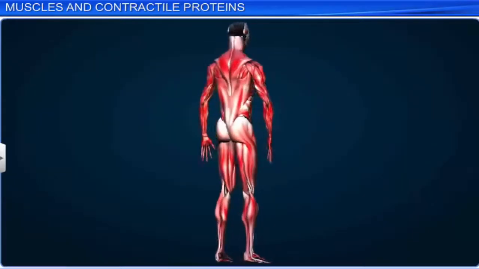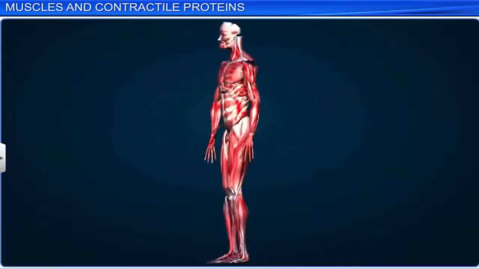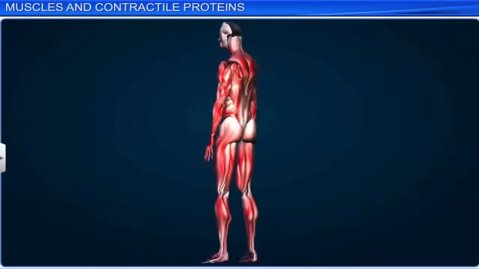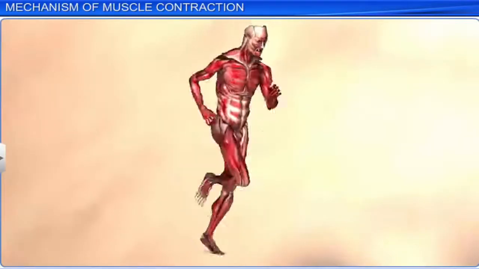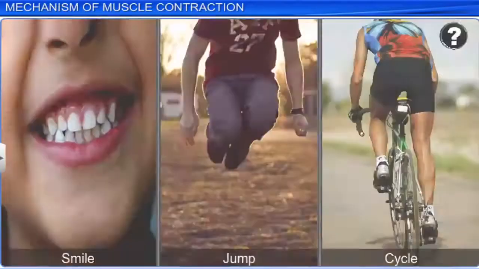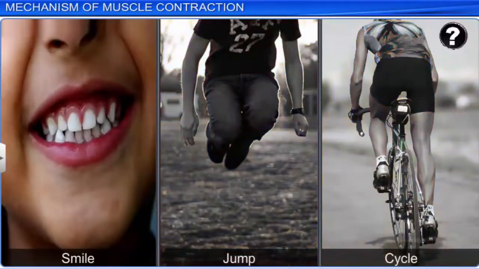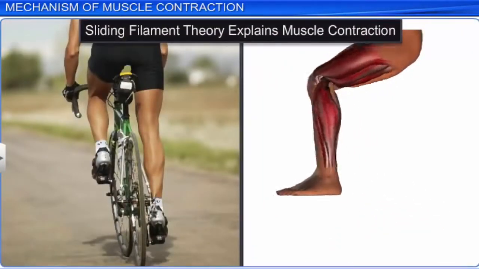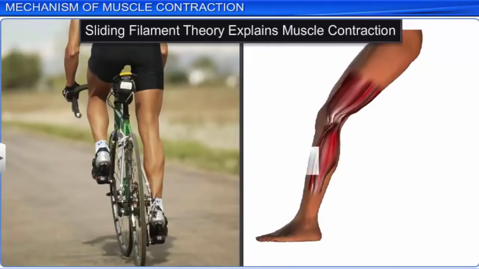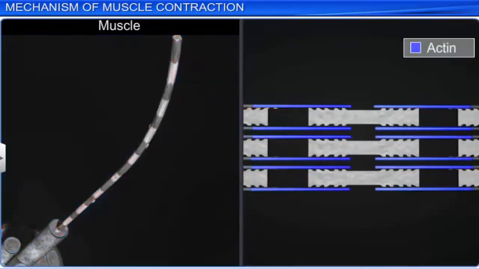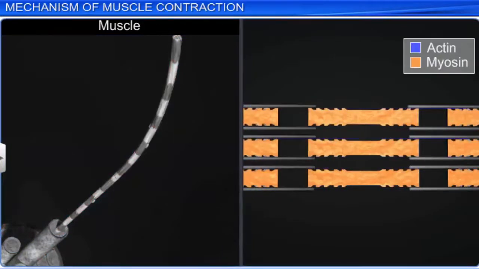Although the human body has about 650 muscles, in every physical action, whether blinking or running, there is an interplay of muscles as well as complex proteins. Muscle is a special organ that transforms chemical energy into movement. How do you think our muscles contract when we smile, jump, or cycle? The mechanism of muscle contraction is well understood by the sliding filament theory. According to this model, muscle fibers contract when thin or actin filaments slide over the thick or myosin filaments.